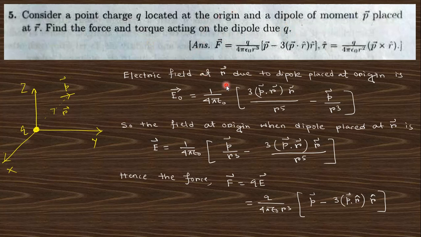You know the electric field due to a dipole, when the dipole is taken as the origin, at position r. This is the expression. But when this dipole is here and this position is here, the r vector is in the opposite direction. That's why you take the negative of this electric field. So the force will be charge times electric field. We multiply, and you will get this expression of the force.